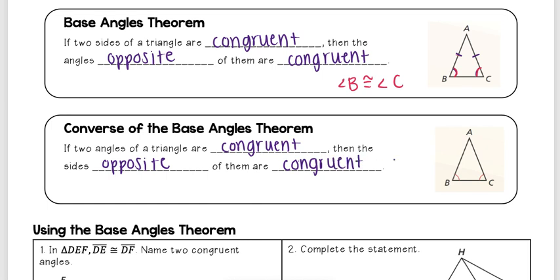So now instead I'm starting with two angles that are congruent, and so that means the sides opposite of them are also going to be congruent. And again, I mark that with these tick marks. So here I'm given that angle B is congruent to angle C, so therefore I can say that AB is congruent to AC.